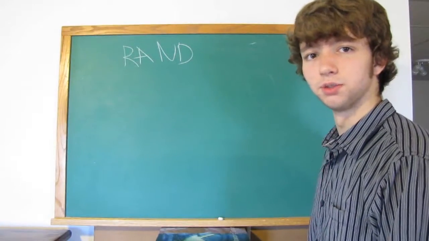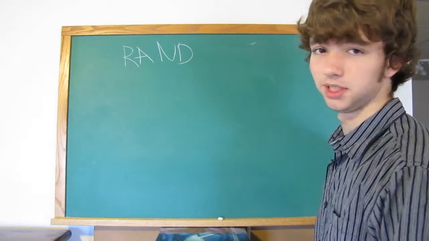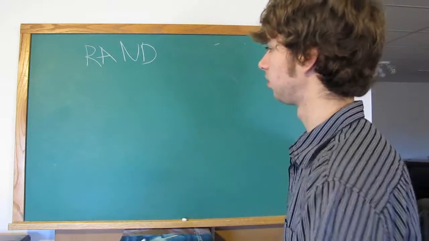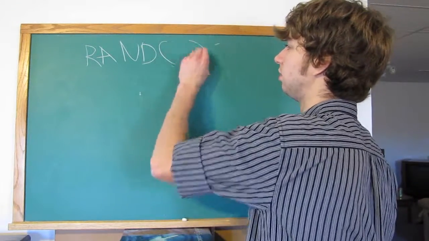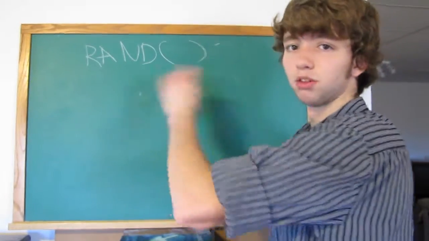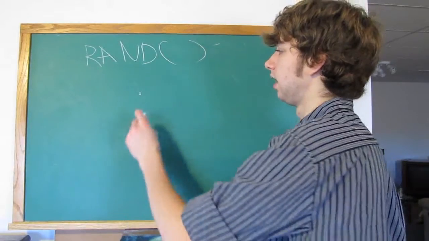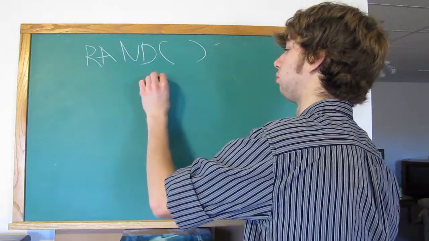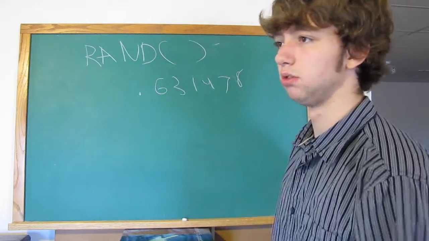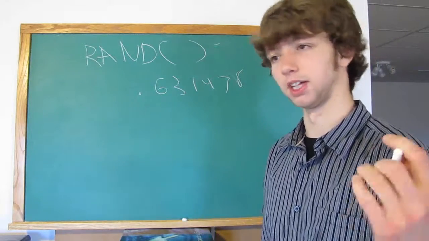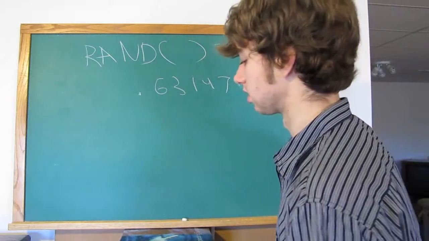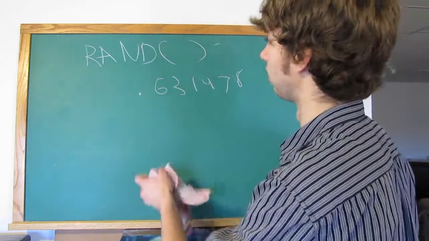Alright, here's a useful function. Maybe. So this will give you a random number between 0 and 1 with like a billion decimals. For example, all you have to do is say SELECT RAND, with parentheses. Don't put anything in the parentheses, just leave it blank. And then the returned result will be like 0.6314778. This can be used for randomizing things, like for encryption or for passwords. It can be used for a lot of stuff actually. So you just remember RAND.